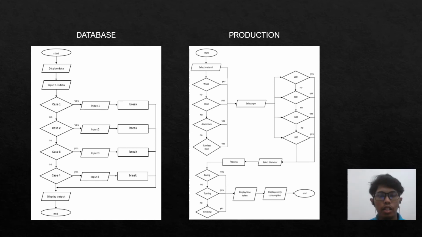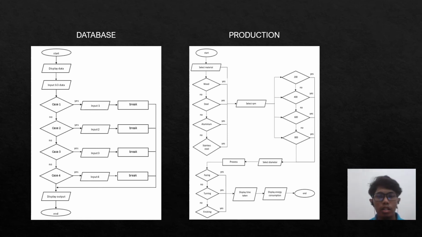Okay, so this is the flowchart we constructed from the pseudocode. For the left hand side flowchart, there is a database flowchart, which from start we will display the data and input the data. Case 1, case 2, case 3, and case 4, which is the material: wood, steel, aluminium, and stainless steel. And after input the material or case, we need to input 1, input 2, input 3, or input 4.